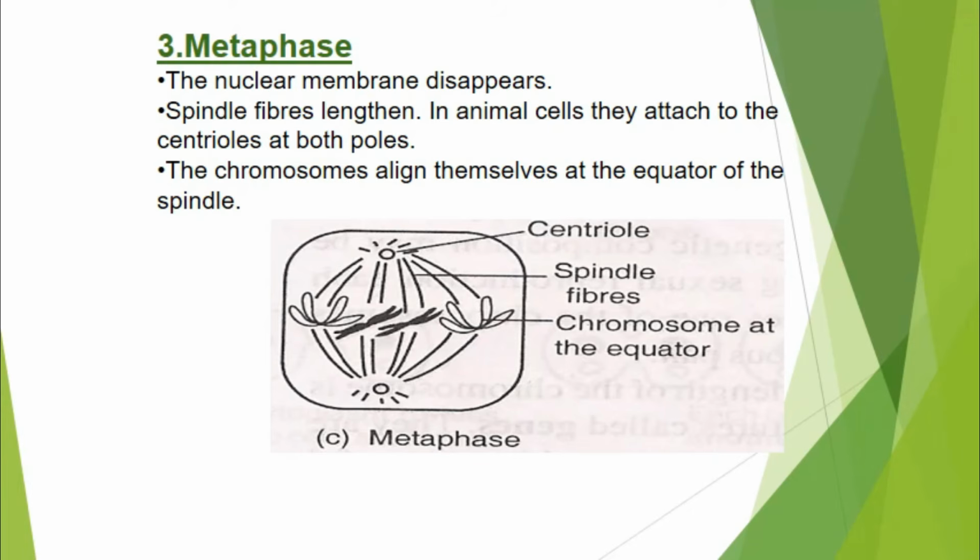So the unique property of this phase is the chromosomes, they align. That is, they arrange themselves at the equator of where? Of the spindle fibers. So let us check it. So you see here the chromosomes. See the chromosomes? These are the chromosomes. These are now what we call the equator. So they align, they arrange themselves at where? At the equator of the spindle fibers.